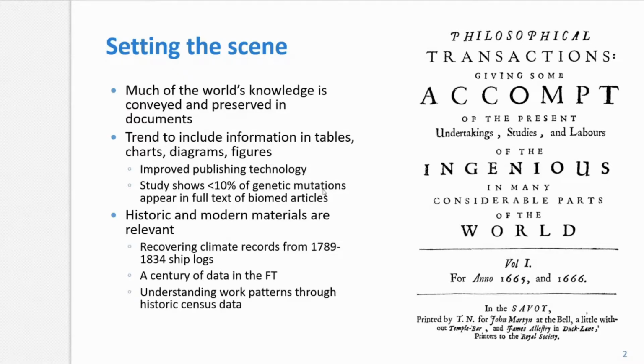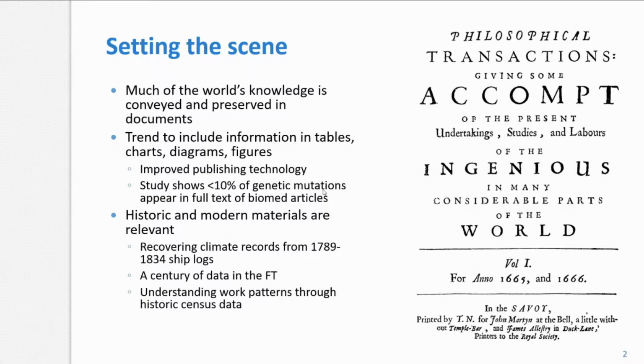What we've seen, especially over the last century and a half, is an increasing trend to include information in the forms of tables, charts, diagrams, figures, things like that. To some extent, that's driven by improvements in publishing technology over that period, especially in the last, let's say 50 years, as we've been using digital word processing. And as a result of that, we've seen a lot of key information move itself out of running text and into things like tables, figures, and in terms of journal articles, we also see supplementary information materials as well.